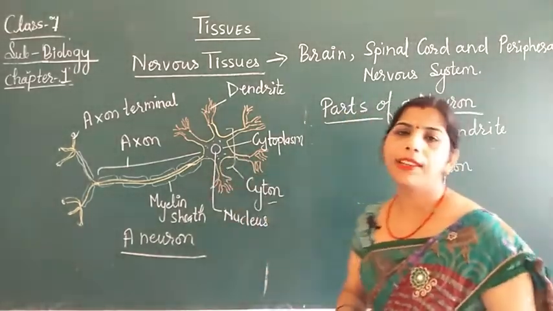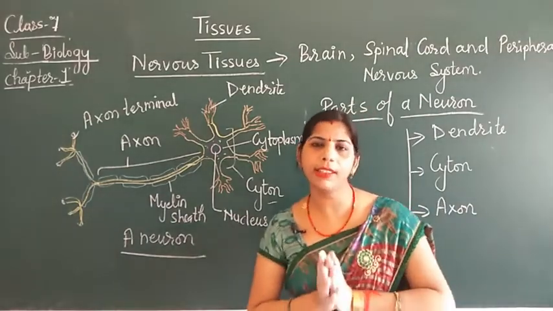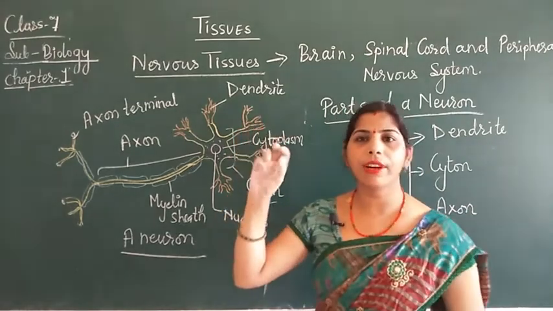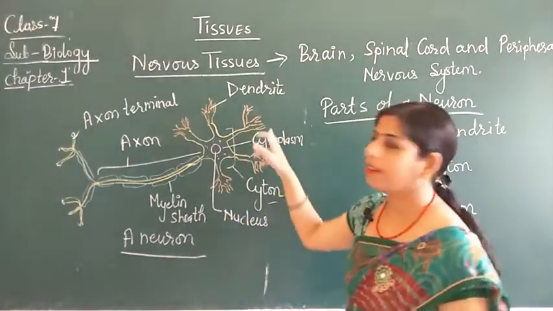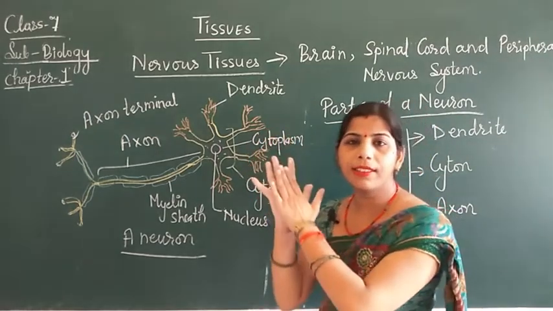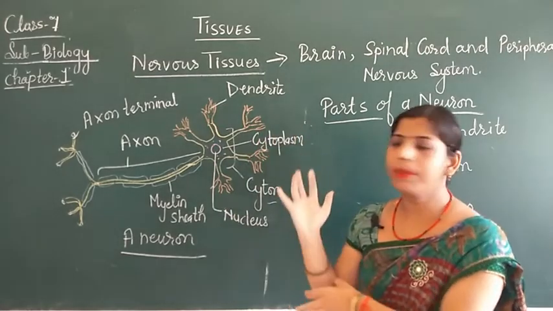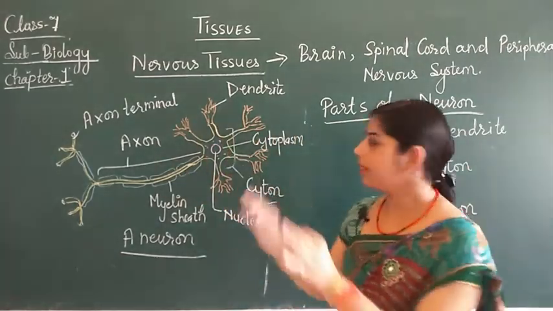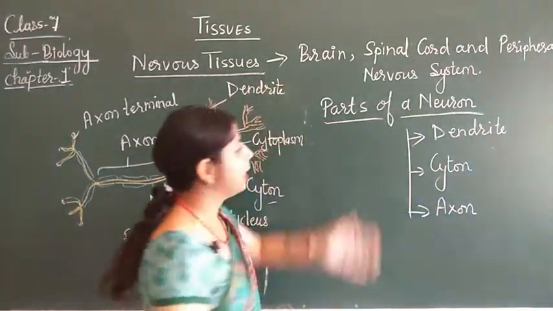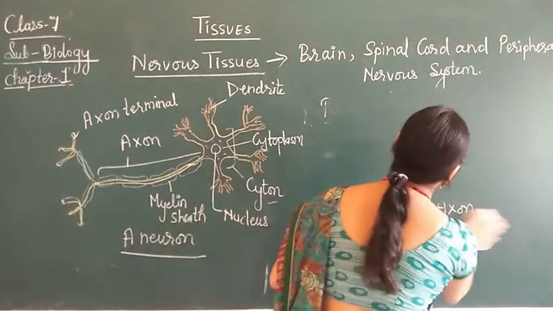Just compare this structure of the neuron with your hand to understand these things easily. Suppose these are your fingers. These fingers work like dendrites. This palm works like the cyton, and this extended part which comes out from the palm is the axon. This is the rough structure I told you. Now let's see how these parts perform. So let's see the first part, the dendrite.